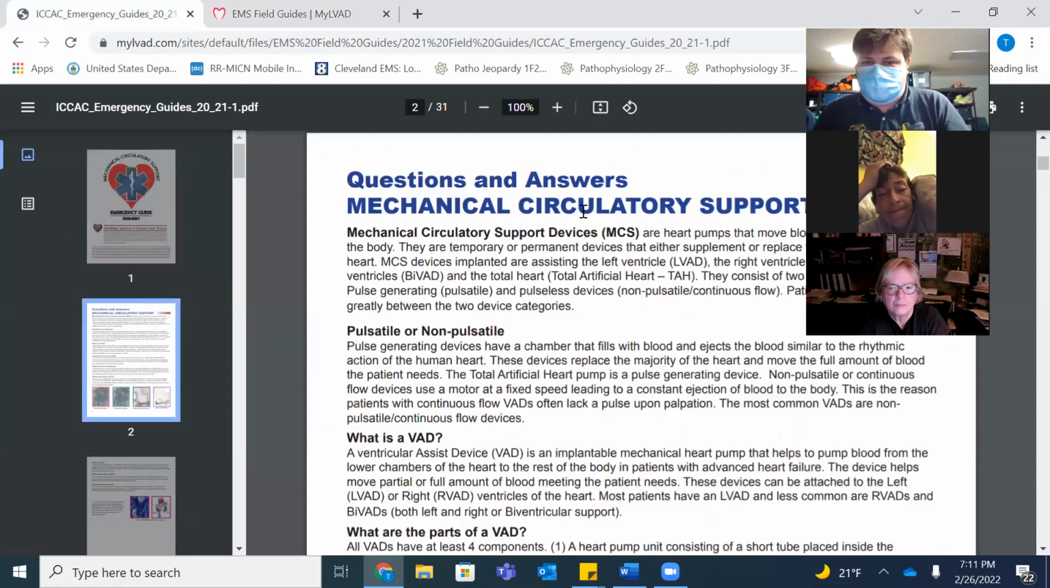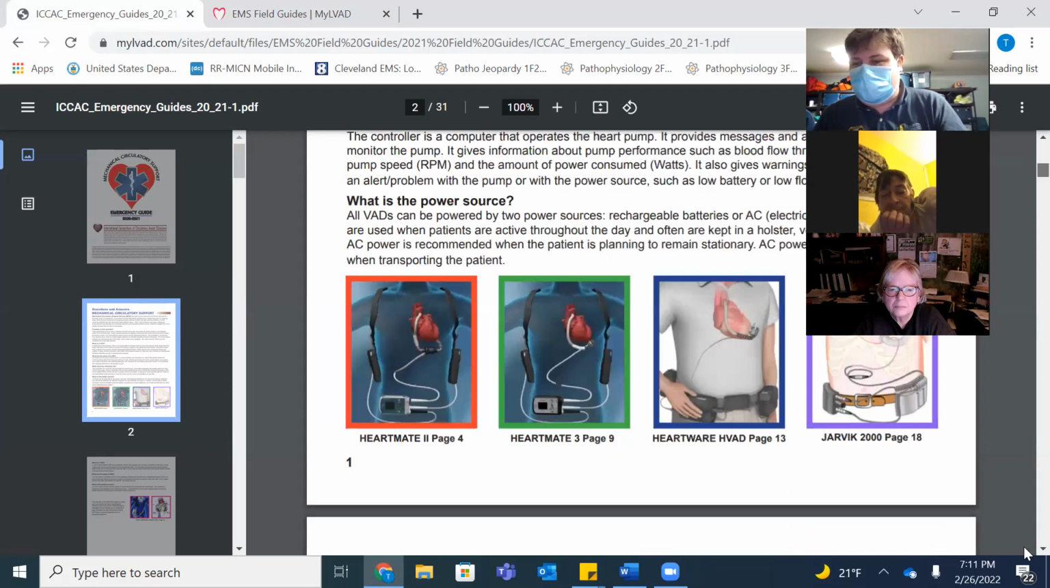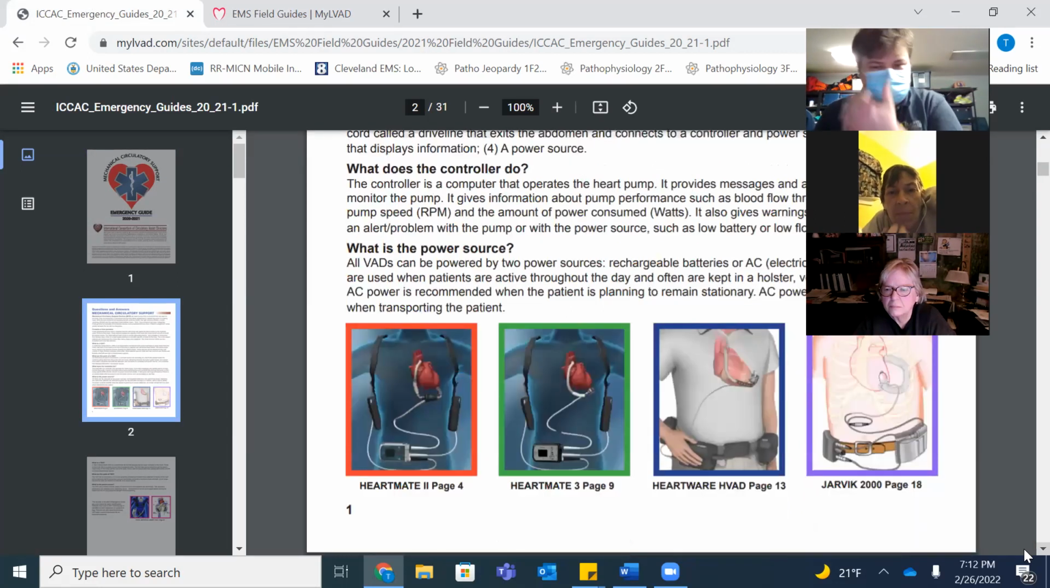So if you go through here, it runs you through pulsatile and non-pulsatile devices, and it talks to you a little bit more about how most of them are not pulsatile, what a VAD is, what the controller does, what kind of power sources. You can see here that they have both rechargeable batteries or AC power. You just need to make sure that you have the correct outlet. On the ambulances, we have outlets, but what are you going to do when you have to unplug the patient to move them into the hospital? That's why we're thinking forward with making sure we have all the stuff.